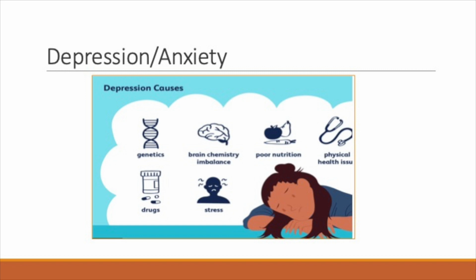For depression and anxiety, depression is defined as persistent feelings of sadness and hopelessness and loss of interest in activities they once enjoyed. It can be caused by many factors or a combination of multiple factors. But brain chemistry imbalance and stress, I would say, are the most important ones. And anxiety is defined on the next slide.